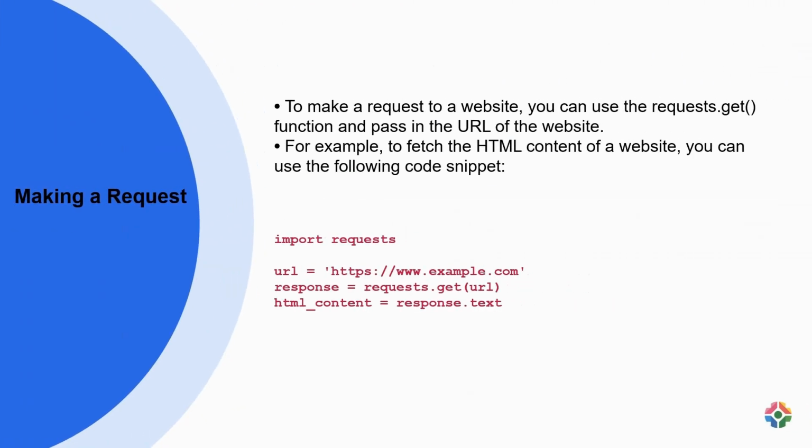When you need to retrieve data from a website, the requests.get function in Python can be used. It requires passing the URL of the website as the argument. For instance, in the code provided, after importing the requests library, the URL is specified and a request is made to fetch the website's content. The response received is stored in a variable, and the HTML content is extracted using response.text.